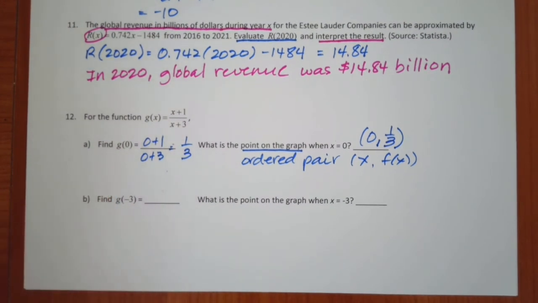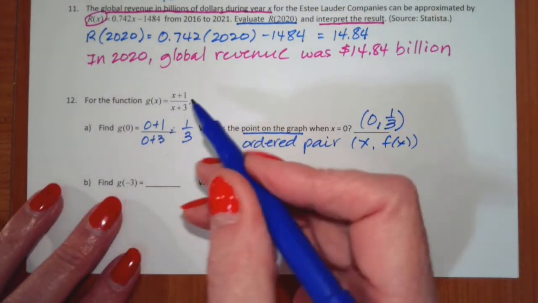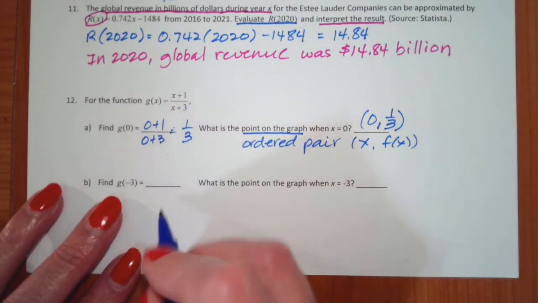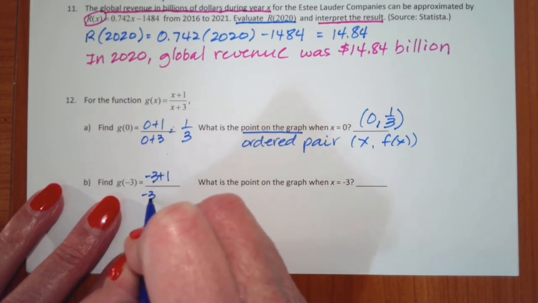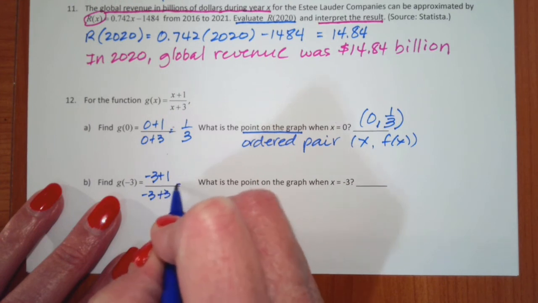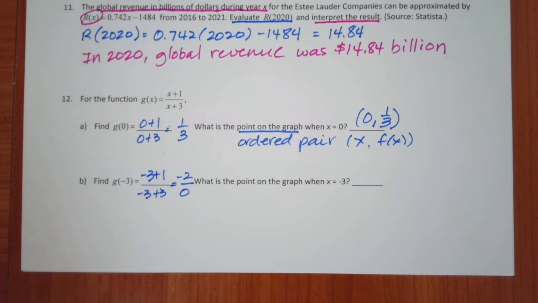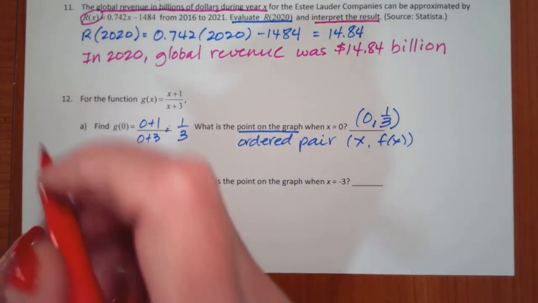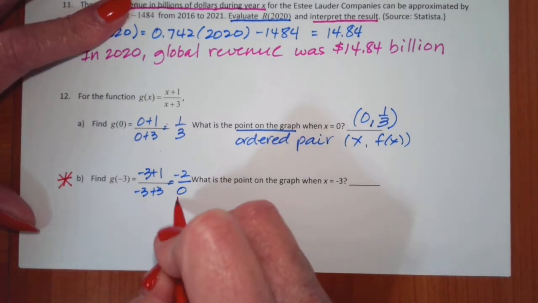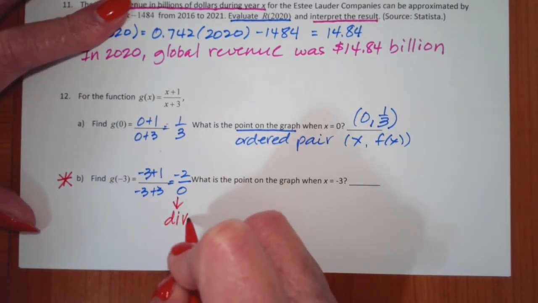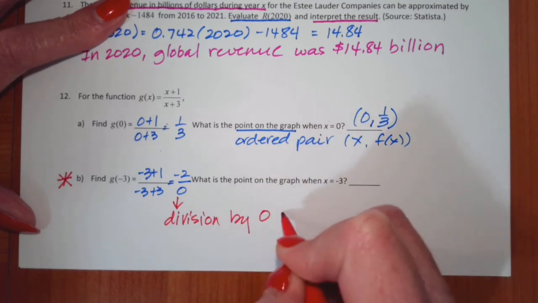Okay. All right, well, let's try g of negative 3. Same thing, I replace the x in both places with a negative 3. So that gives me negative 3 plus 1 divided by negative 3 plus 3, which gives me negative 2 over 0. Okay, so let's make a note of this one. Division by 0 is undefined.